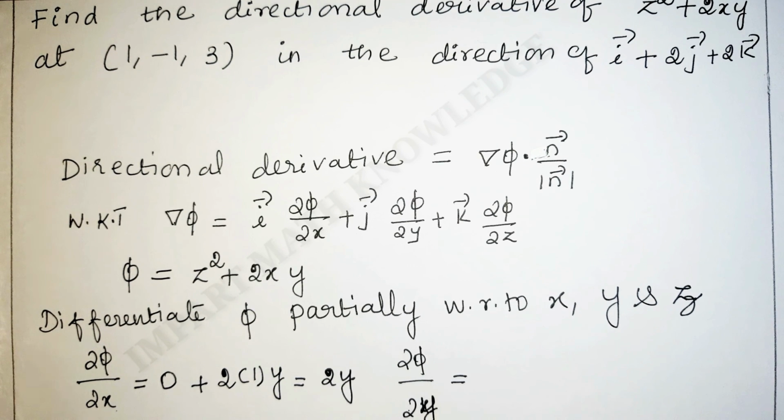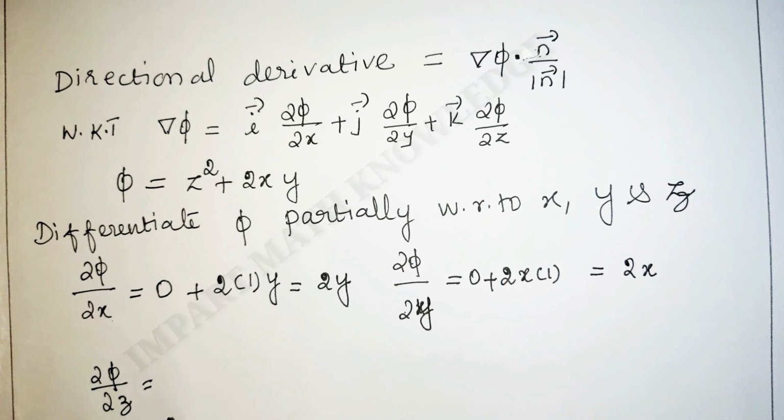Similarly, dou phi by dou y. First term is z square. Here we have to partially differentiate with respect to y. So first term is 0. Then 2 into x. Differentiation of y is 1. Here we are applying product rule. So dou phi by dou y is equal to 2x.